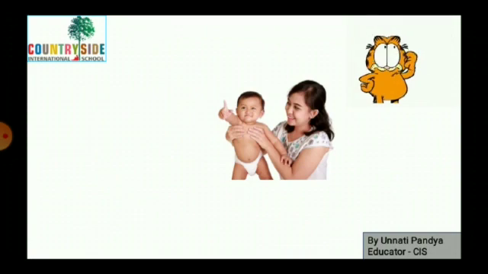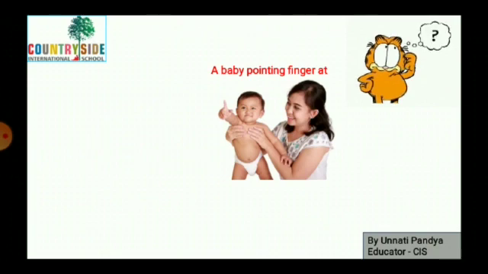Let us think. See this picture carefully. Here also the baby is pointing a finger. A baby pointing a finger at a person and an object. Now let us decide whether a baby pointing a finger at a person is right or wrong, and whether a baby pointing a finger at an object is right or wrong. What do you think?